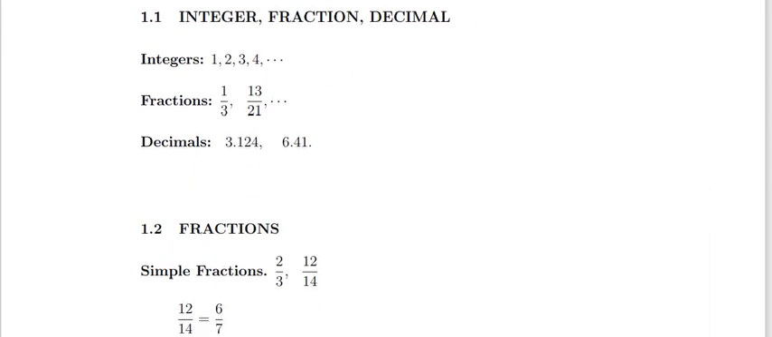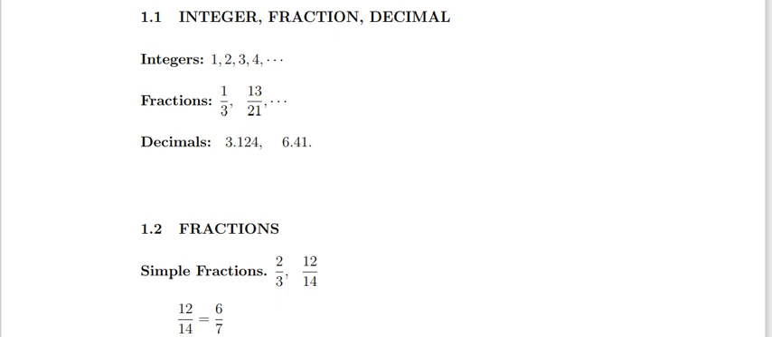So let's just start from the very beginning. Math is about numbers. The simplest numbers are integers, like 1, 2, 3, 4. Then integer over integer gives a fraction, like 1 over 3 or 13 over 21. We can regard a fraction as a division. We also have decimal numbers like 3.124 or 6.441. So those are numbers.